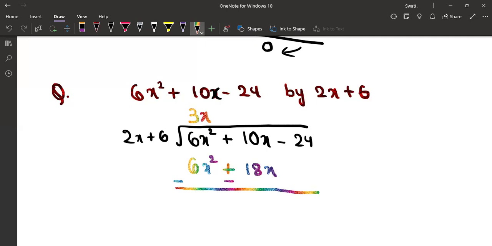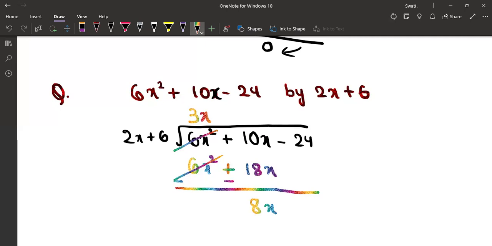Next step. Yes, and we will cancel 6x square and minus 6x square. Next. Yes. Then we will subtract 10 minus 18. What is the answer? Very good. Very good. You are getting it. 8. 8x, right? Yes. It is also there.